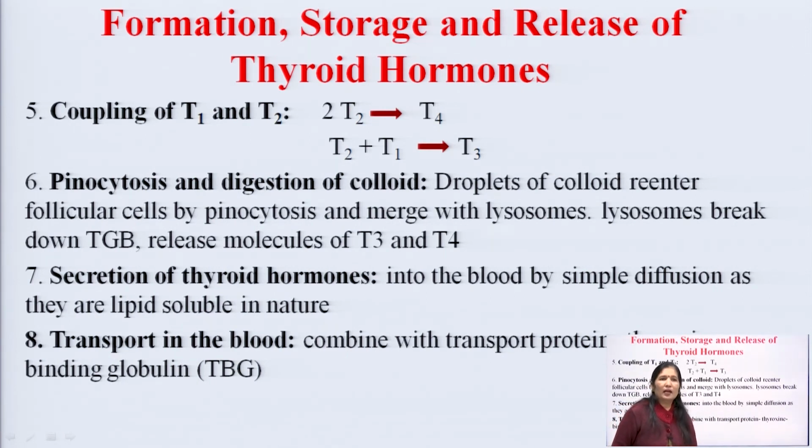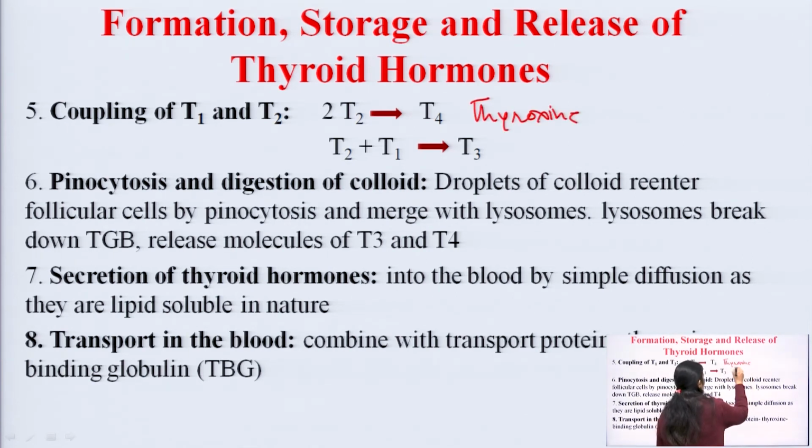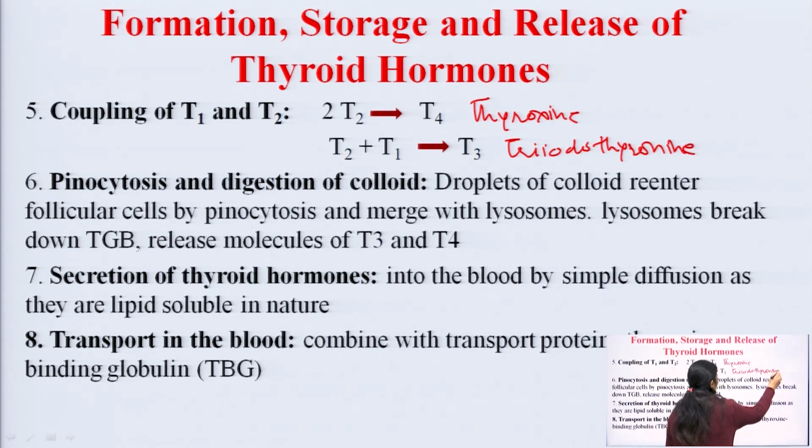So, next step is coupling of T1 and T2. 2 diiodotyrosine will form 1 tetraiodothyronine, that is thyroxine, and 1 diiodotyrosine and 1 monoiodotyrosine will form triiodothyronine. So, this is thyroxine and this is triiodothyronine. Both are thyroid hormones.